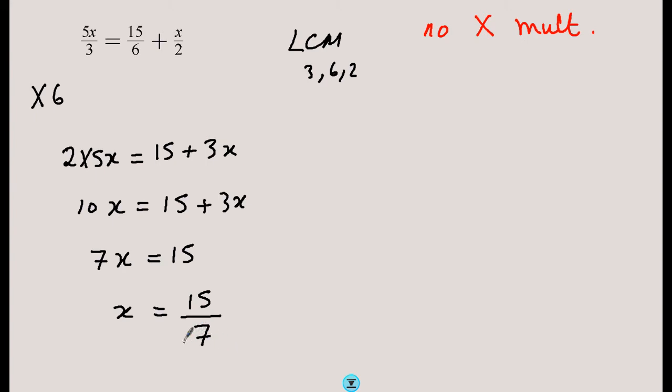The reason why the answer is so odd, 15 over 7, is that students sometimes feel that they've done something wrong if they don't get an integer for their final answer. Now 15 over 7 is a perfectly good number. You don't need to get integers for your answers. You can sometimes even get negative fractions. That's okay, as long as your work is correct.